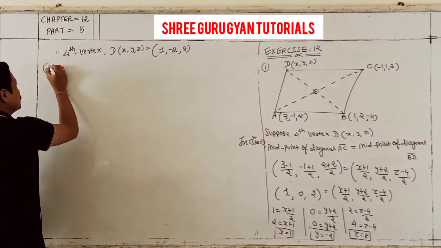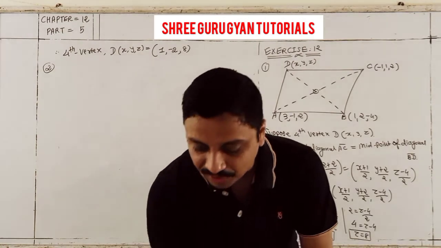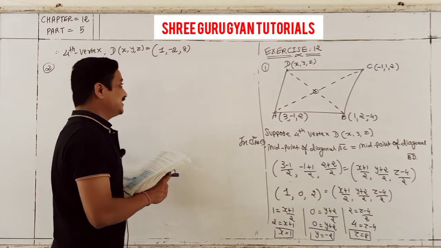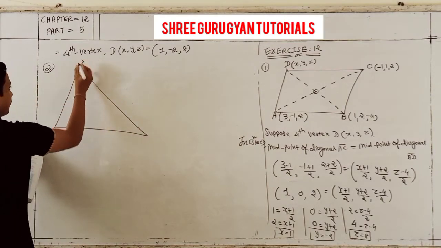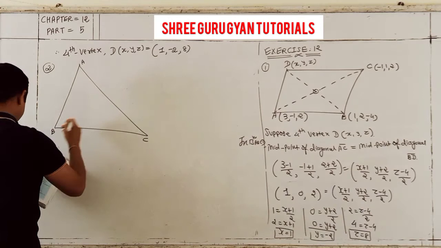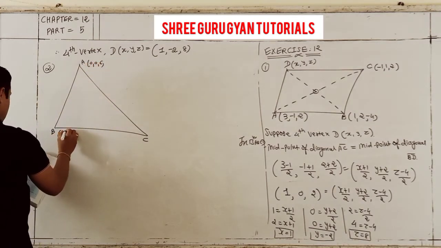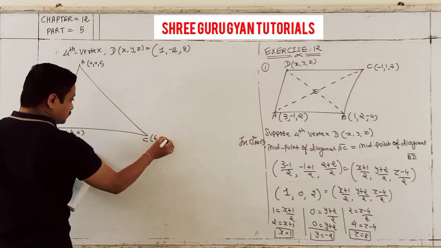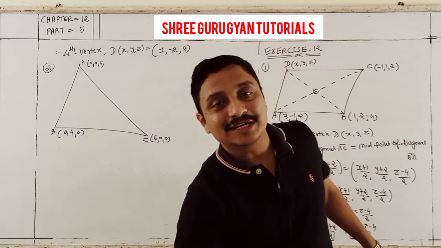Now going to question number 2. Yes, 2 is also the same. Find the length of the medians in the triangle ABC whose vertices are given. That's triangle A, B, C. A is (0, 0, 6), B is (0, 4, 0), and C, students, is (6, 0, 0). And we are asked to find the length of the medians.